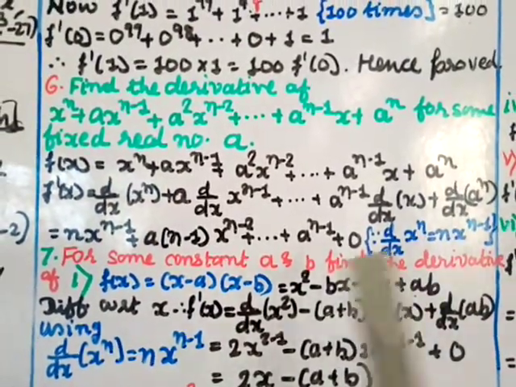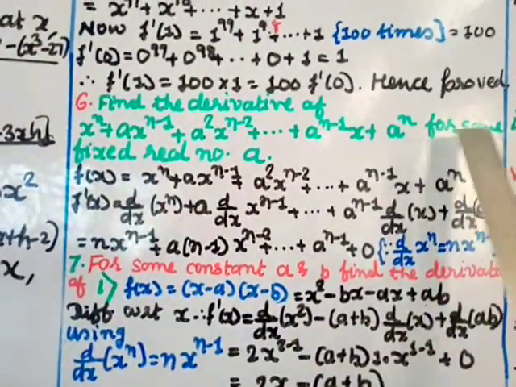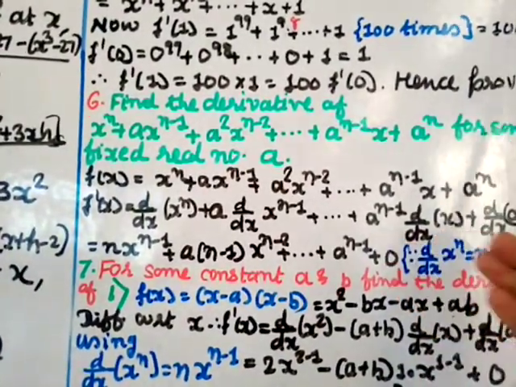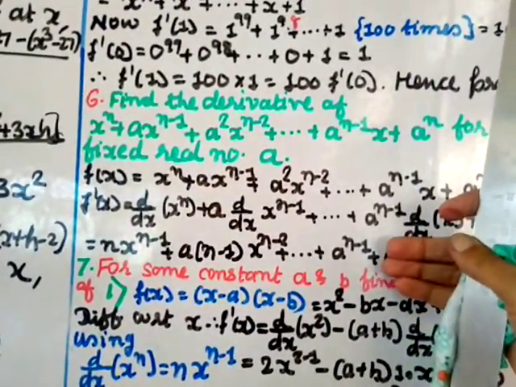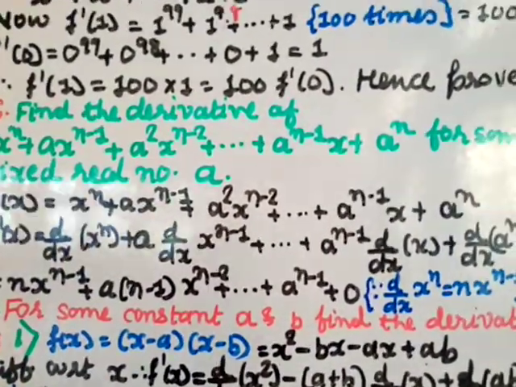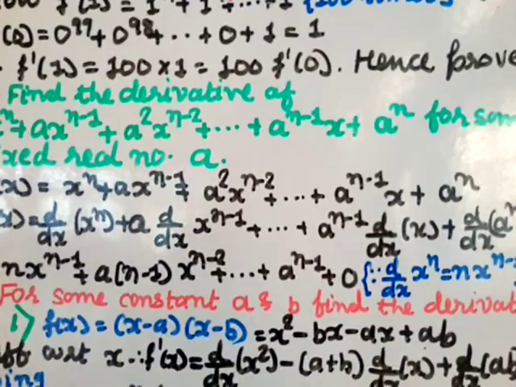So we can say that the derivative of this is this much. In the next step you can just avoid writing the 0. So up to here will be the solution for question number 6. We'll keep this much for today. Thank you very much.